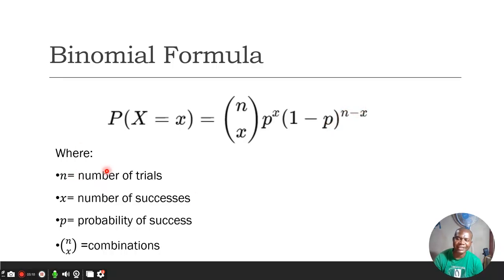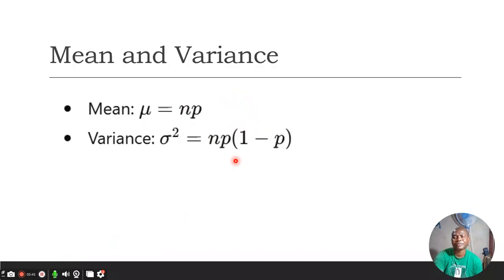So, these are the descriptions of the different components of our formula. The n here stands for the number of trials, while the x stands for the number of successes we are interested in, while the p is the probability of success, which is usually given, and it could also be computed. And then n combination x is what we have as indicated in the formula.